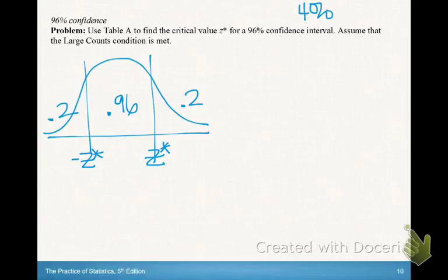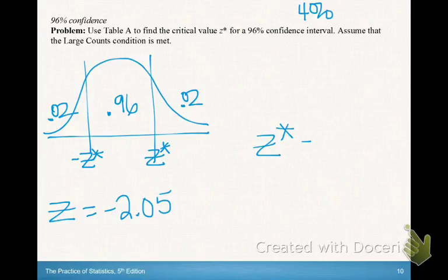So I go into the back of my book and I look for 0.02. Sorry, not 0.2, that's 20%, 0.02. I find that z is equal to negative 2.05. So my critical value, z star, is just 2.05.